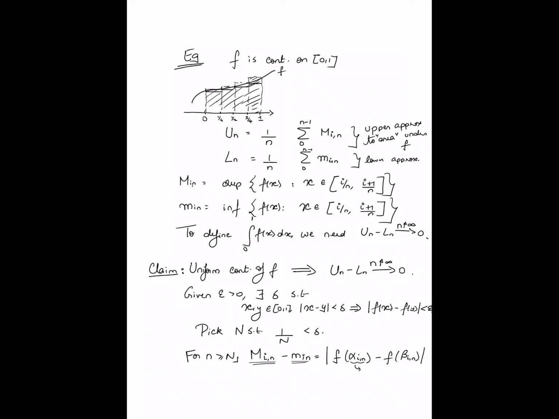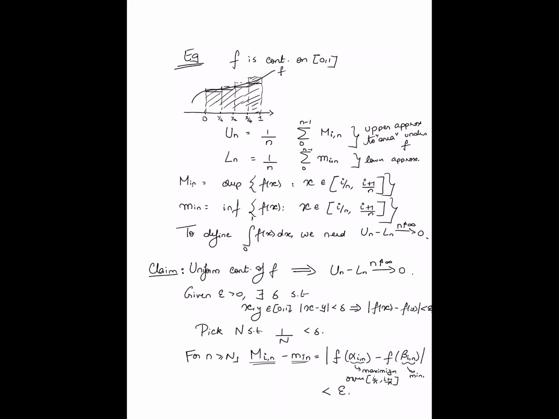So this is the maximizer over, let's say, i by n and i plus 1 by n. Similarly, this is the minimizer over the same interval, right? So the gap is in fact the gap between the maximizer and the minimizer. But remember, the maximizer and the minimizer are at most delta apart, right? Because I have chosen my interval to be small enough such that the gap of the interval, the subinterval, is at most delta. So therefore the gap between these two is also at most epsilon.